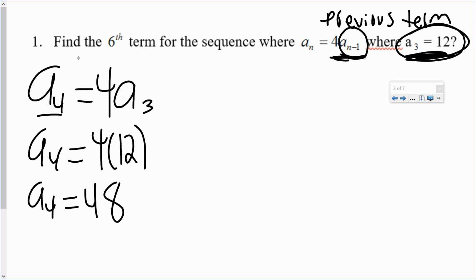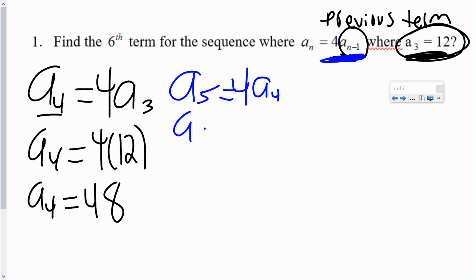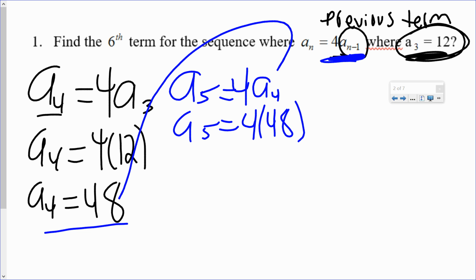Now that I have the fourth term, I can find the fifth term. So the fifth term is going to be 4 times the previous term, which is the fourth term. Well, what is the fourth term? I found that right here. The fourth term is 48. I'm taking the previous term and I'm substituting it in to that a_{n-1} slot. 4 times 48 is 192.